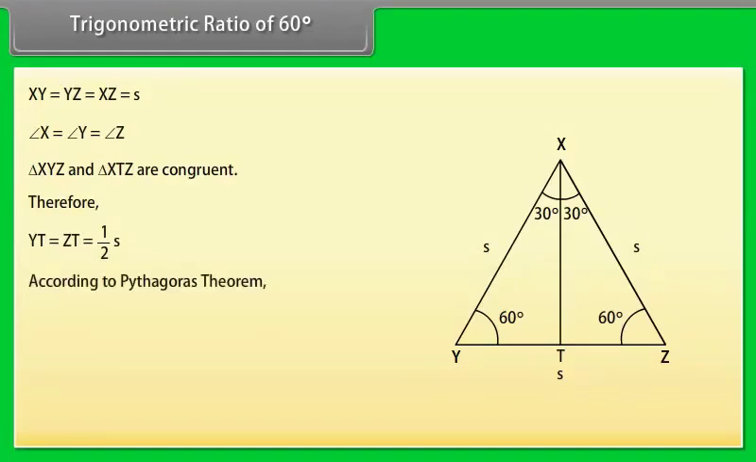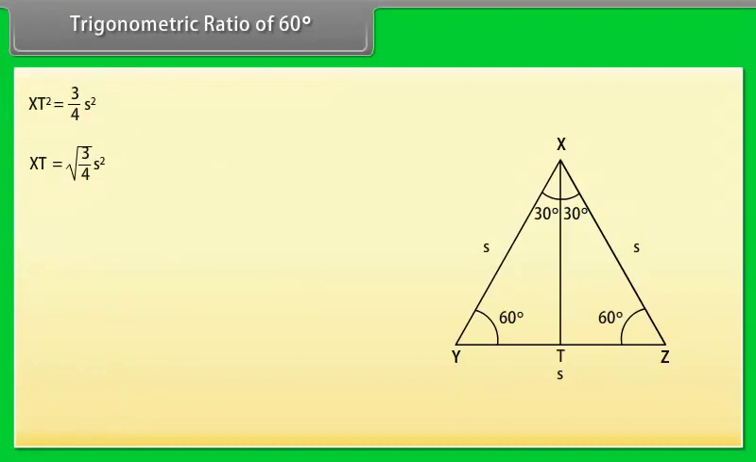According to Pythagoras theorem, XT square plus YT square is equal to XY square. By substituting the values we get XT square plus 1 upon 2S whole square is equal to S square. By calculating it, we get XT is equal to square root 3 upon 4S square, which is square root 3 upon 2S. Sin 60 degree is equal to XT upon XY, which equals square root 3 upon 2S upon S, which equals square root 3 upon 2.